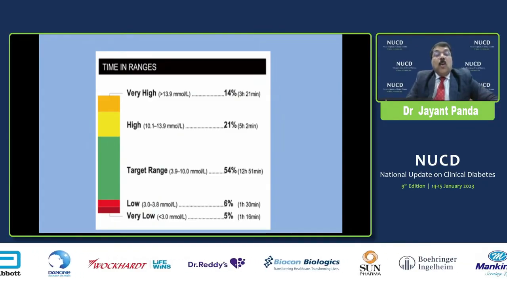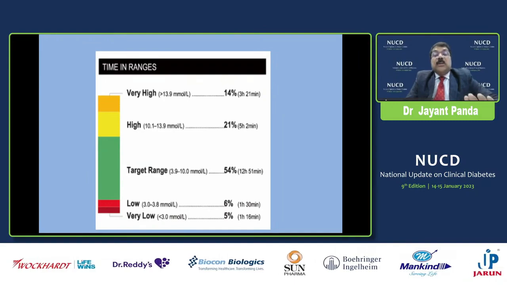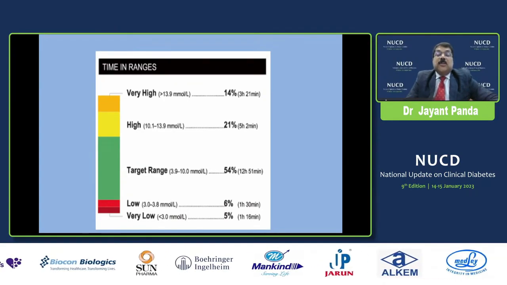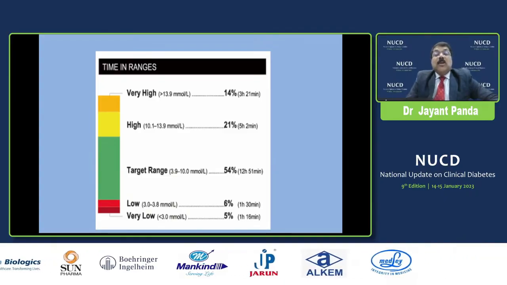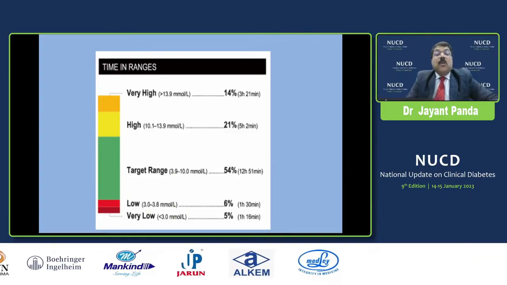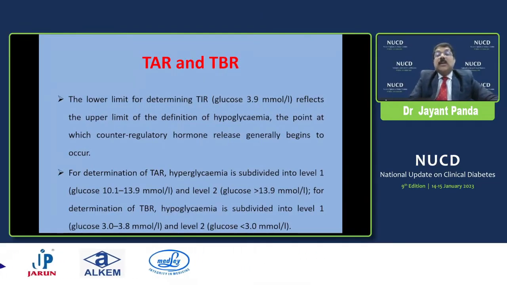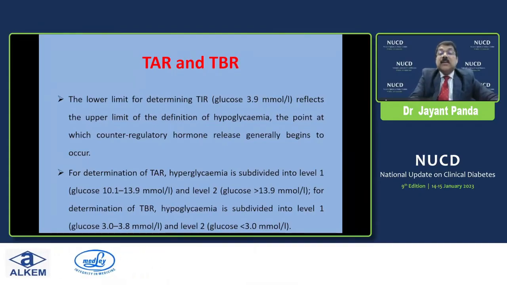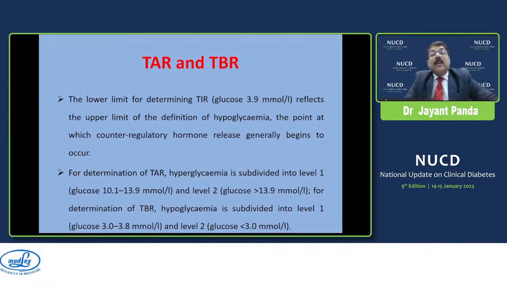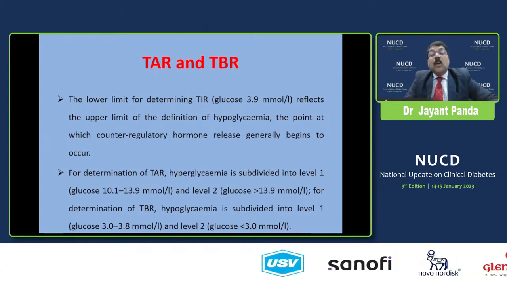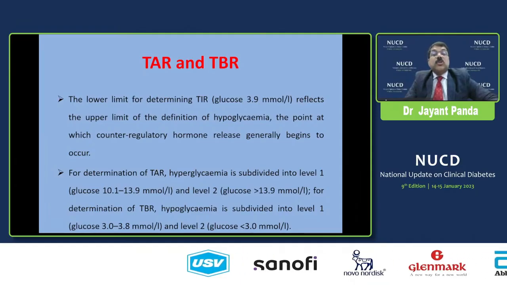And in between come the low, the target range, and the high range, which are around 14%, 21%, 54%, 6%, and 5%. And that tells how much of the time the person has spent in good control and how much in bad control. The lower limit for determining time in range, which we have already discussed, reflects the upper limit of the definition of hypoglycemia. And the 70 is the upper limit of hypoglycemia, the point at which counter-regulatory hormone release generally begins to occur.